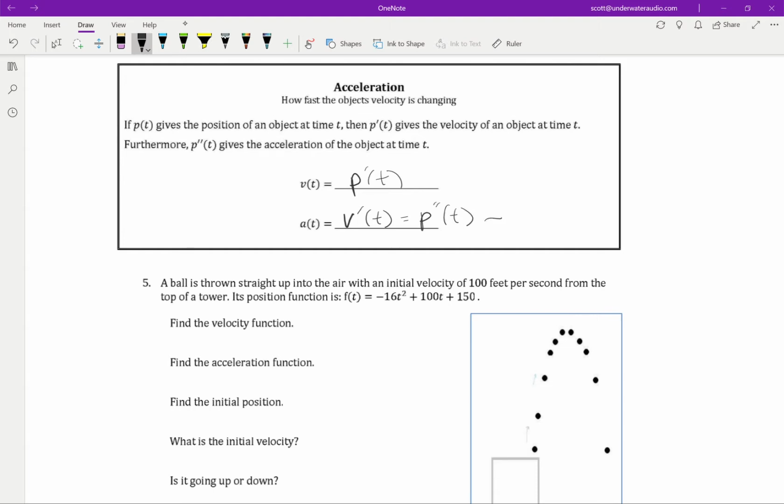And the units are going to be units of velocity divided by units of time.